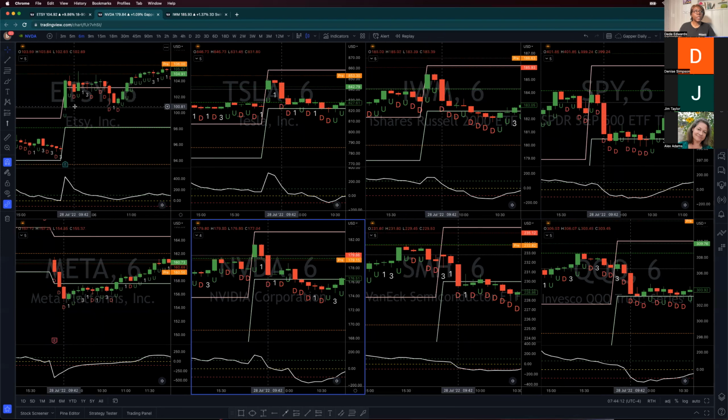Gappers. So we're not going to take this 2 up. Looking at Etsy, this was 2 up, big green candle here, 2 up, 2 up. Then it goes 2 down. We're not going to take this guy.